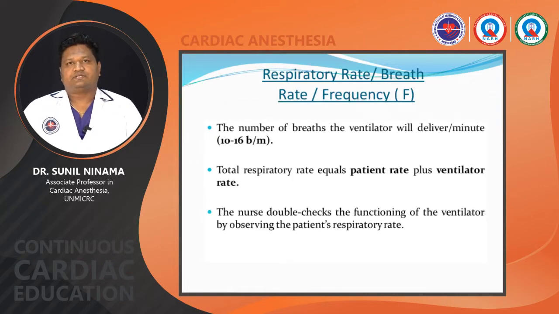You have to set the respiratory rate. The number of breaths the ventilator will deliver per minute is called respiratory rate, and you have to set around 10 to 16 breaths per minute. Total respiratory rate is the patient rate plus the ventilator rate. So you have to look for this total respiratory rate. The nurse double checks the functioning of the ventilator by observing the patient's respiratory rate. If the patient is awake, coming out from the anesthesia, you have to watch for the respiratory rate.